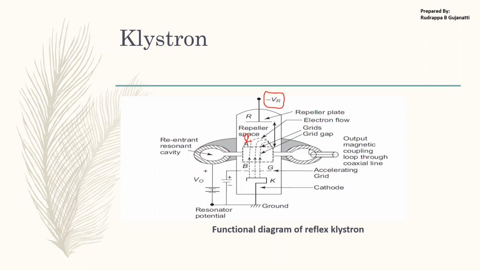So what happens is when these electrons try to move towards the other end, because of the negative voltage applied to the repeller plate, these electrons get repelled back. They get repelled. So that's why it is termed as a repeller plate.